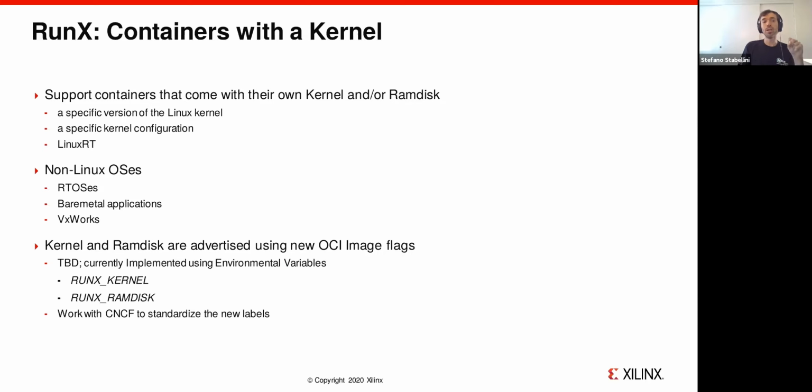Today for the demo, what we've been using, and this is what is upstream in RunX, so for the demo, you can check out master and do it yourself, is using two special environment variables, one called RUNX_KERNEL and one called RUNX_RAMDISK. If set, RunX will look for them, and will use the kernel and RAM disk specified there.